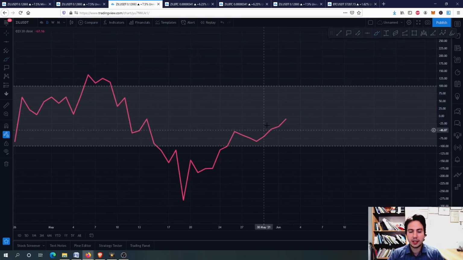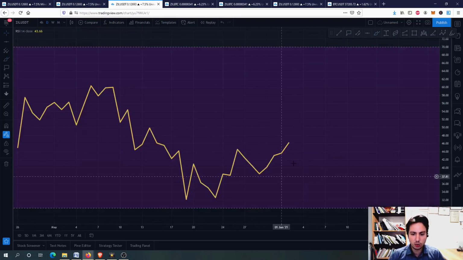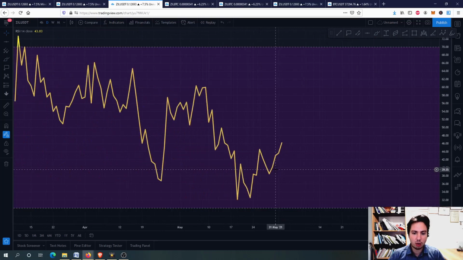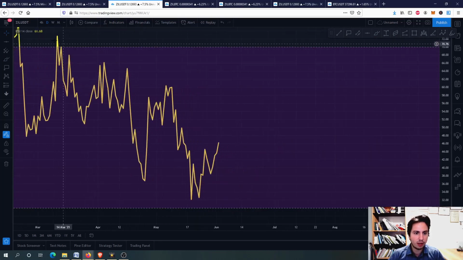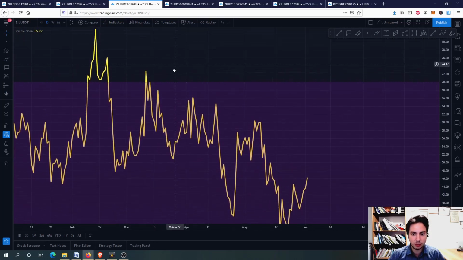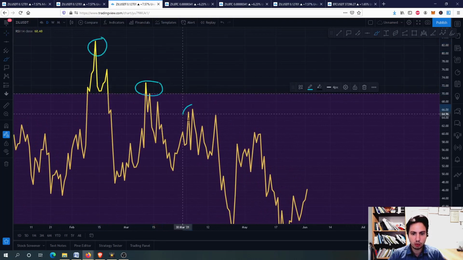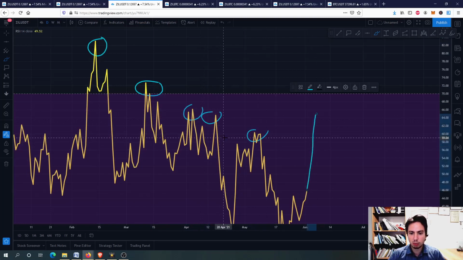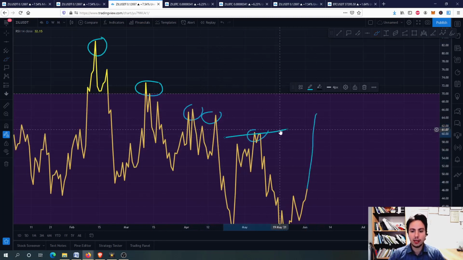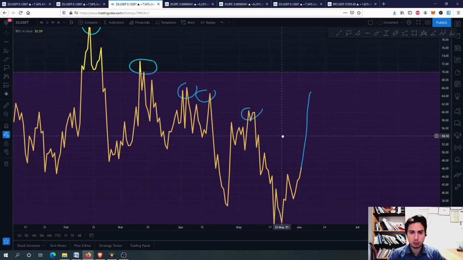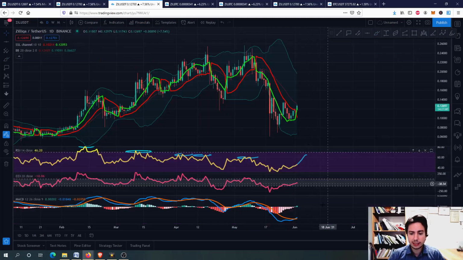It is looking good. We have room to grow according to the daily commodity channel index. According to the RSI, we have room to grow. However, we need to stop seeing this lower high pattern we were seeing for ZIL. You can see, if I zoom out a bit, that we were forming this lower high pattern. Especially, we want to break this high as well. So for now, that's what we want to see, guys, for ZIL against USDT in the daily frame.